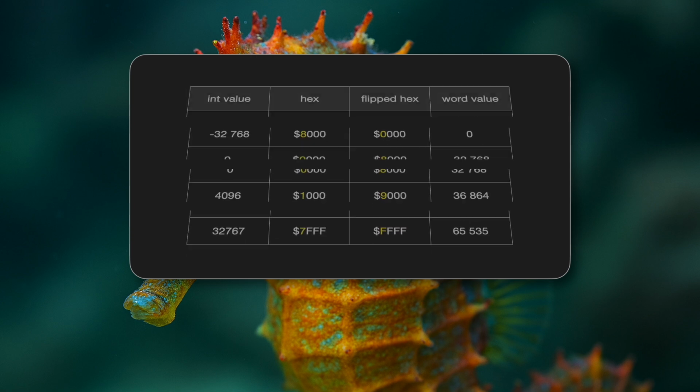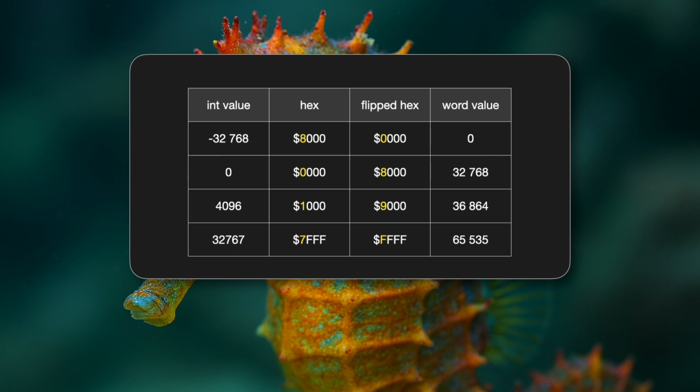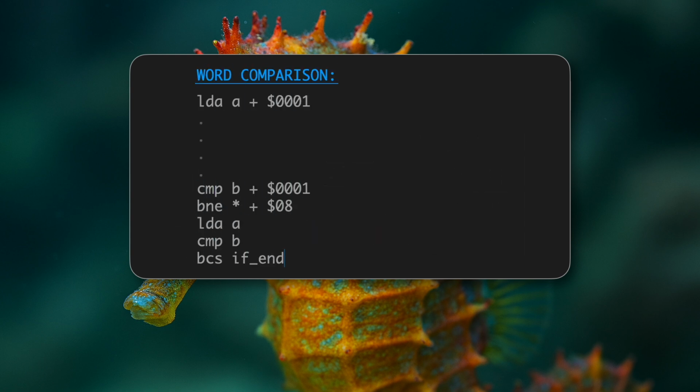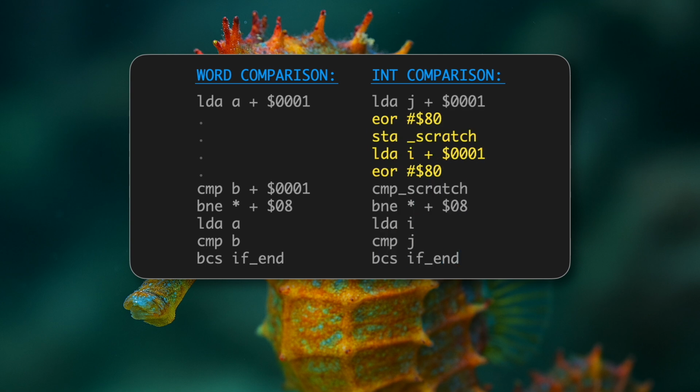All you need to do is to flip the most significant bit of an integer value with an exclusive OR operator. After that, you can compare the values as if they were just word values. The reason why this works is that an integer value is represented by using 2's complement. So, the comparison of two word values A and B is done like this. By using the trick, the comparison of two integer values, i and j, is done like this. So the cost is only in the storing of a temporary value with the flipped highest bit. And this is what the SharkC64 compiler does behind the scenes.